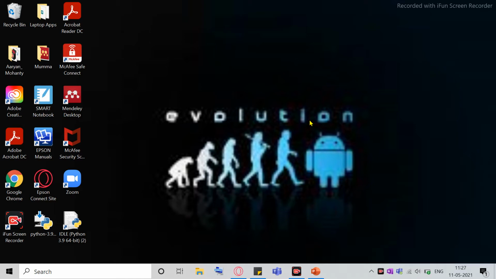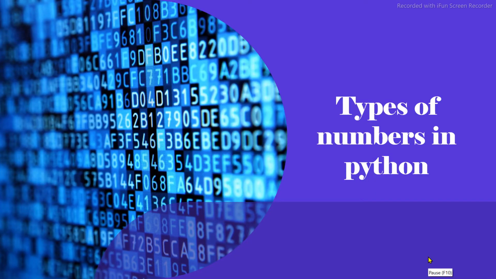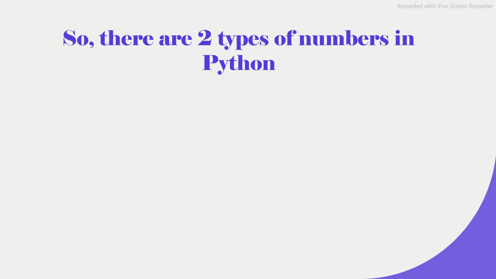In this video, I'll be teaching you the different types of numbers in Python and some mathematical operations we can perform on them. So what are we waiting for? Let's begin. So the types of numbers in Python, presented to you by Knowledge Hub. There are two types of numbers in Python. The first type is an integer and the second type is floating point numbers.